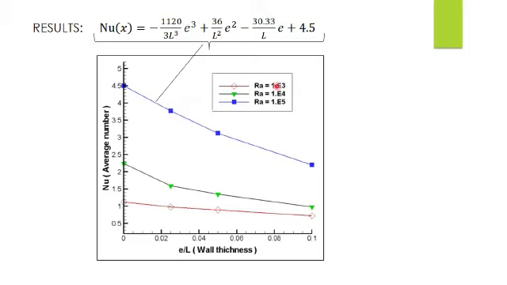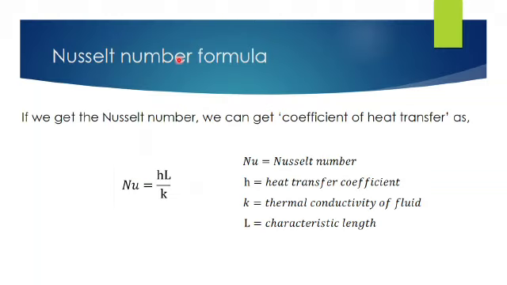Now you just have to consider these different Rayleigh numbers and the variation of the Nusselt number with respect to that. Don't go into depth on that. So basically our aim is to understand the variation of the Nusselt number with the thickness of the wall. So as you can see, this is the graph for the polynomial we had found out. Okay, so the Nusselt number.